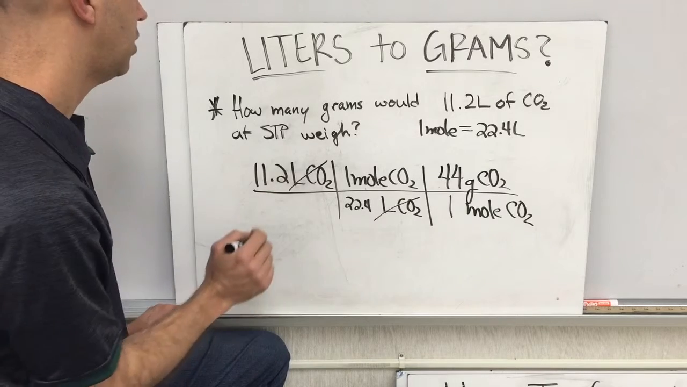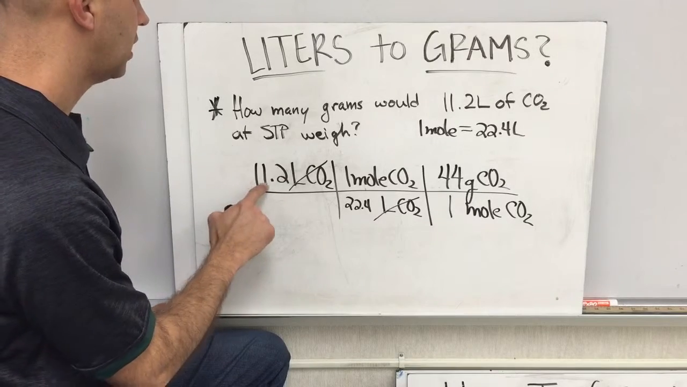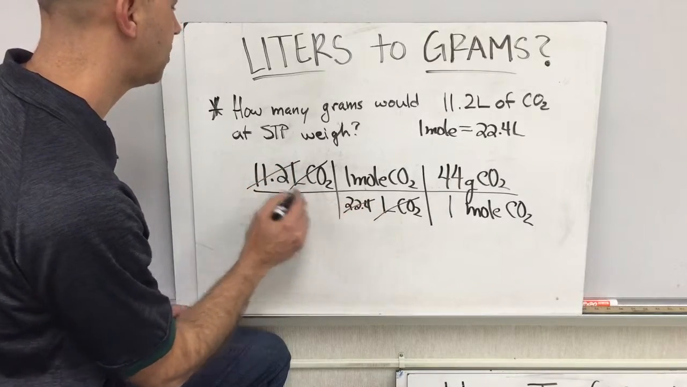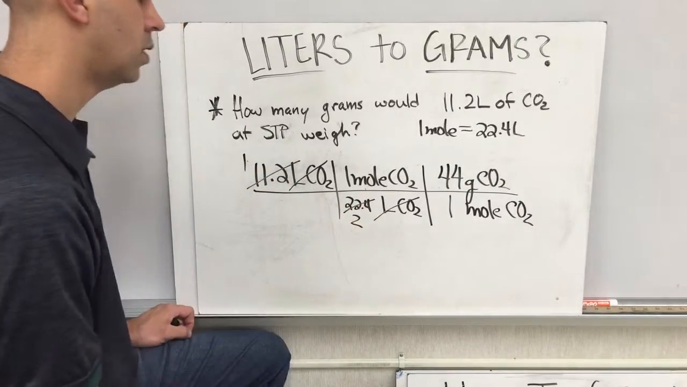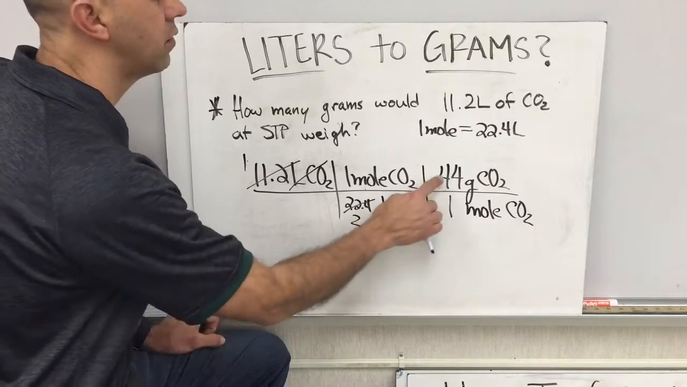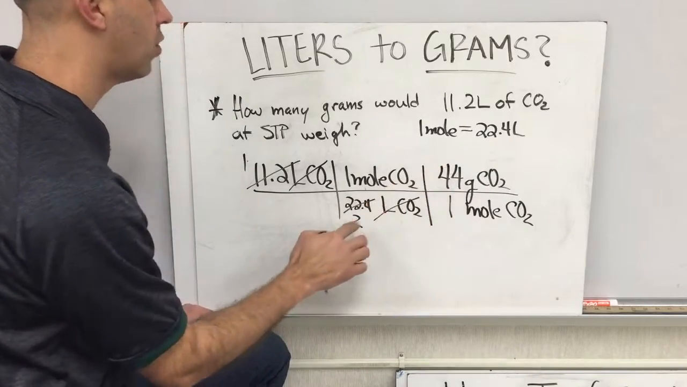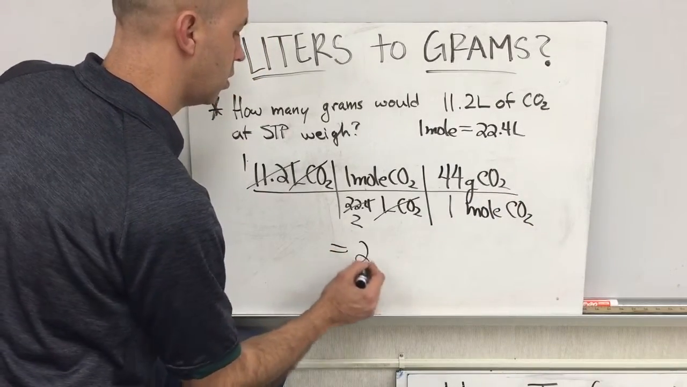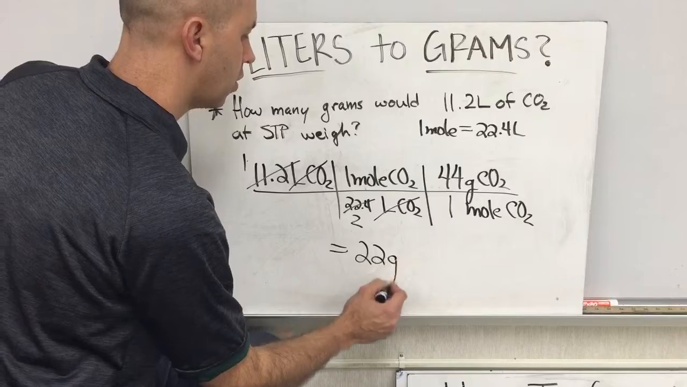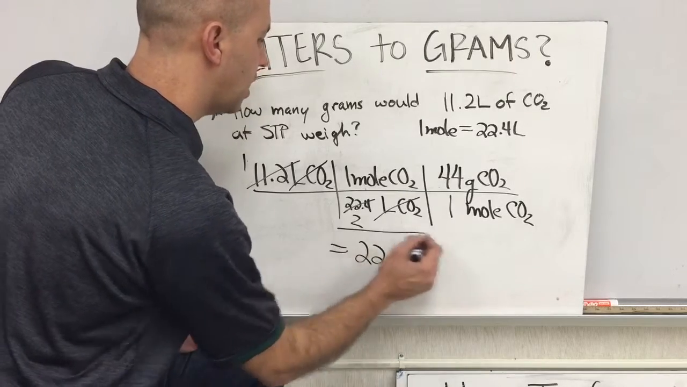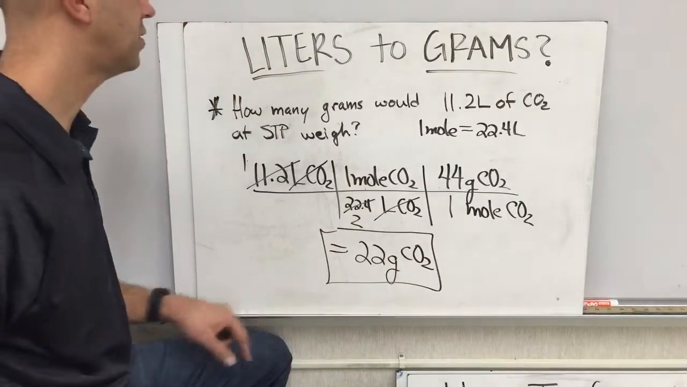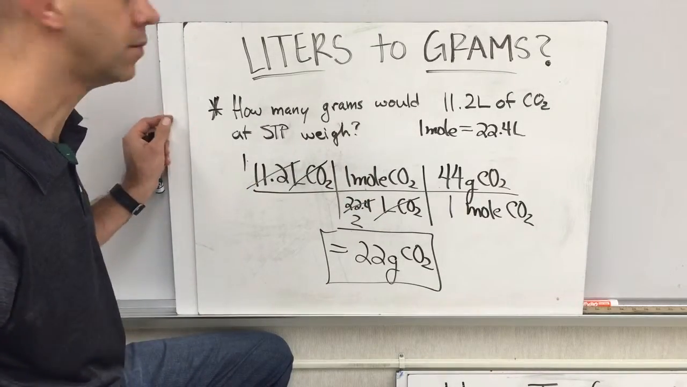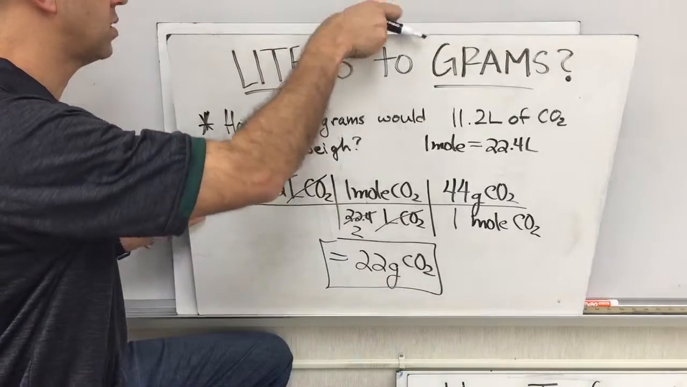Okay, here we go. Let's do the math. I've got 11.2 divided by 22.4. Well, that just magically happens to be 1 over 2. Now, I've got 2 over here and I've got 44 over there. So 44 divided by 2 is equal to 22 grams. So there's my answer: 22 grams of CO2 are present in 11.2 liters of CO2. All right, hope that was helpful.